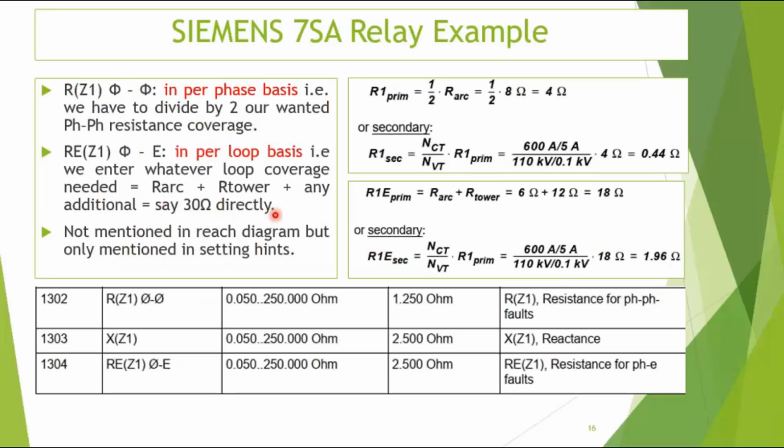Let us go beyond this. This is a Siemens relay. Siemens relay is also like the Areva relay. The phase to phase is on a per phase basis. The phase to earth resistance is on a per loop basis. You can see from here RE1 primary equal to RR plus R tower. If I want an 18 ohm coverage, I have to enter 18 ohm only. This NCT by NBT is the secondary part. But if I need a coverage of 8 ohm in the phase to phase loop, I have to enter 4 ohm. Then only it will work properly.